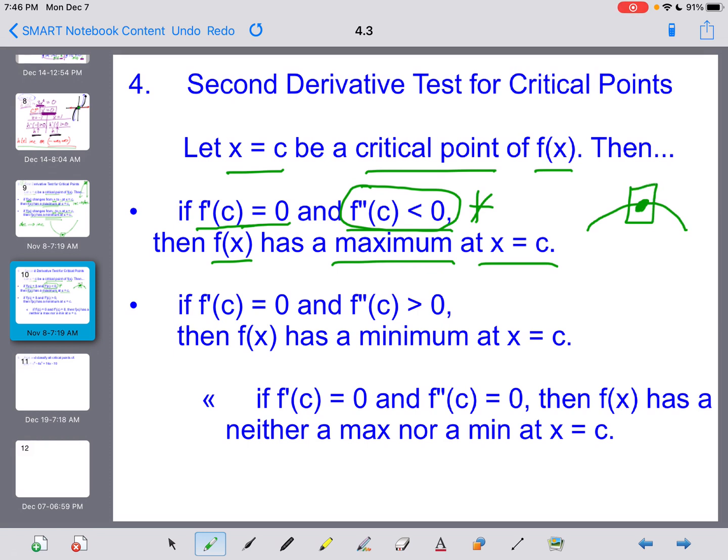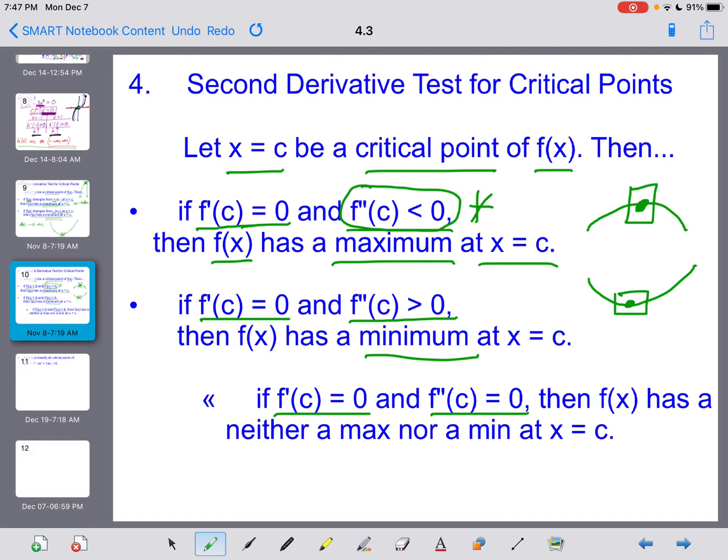Other way around now, if you're dealing with another critical point here, and your second derivative is positive, that means that you would be concave upward at that point like this, and guess what? That's the definition of a minimum. The third case, and I indented this one right here, if f prime of c is 0, once again, and your second derivative is also equal to 0, then we can say that f of x has neither a max nor a min at x equals c.